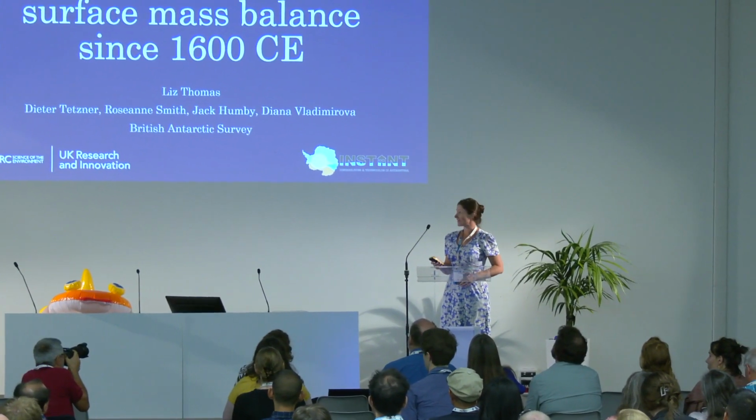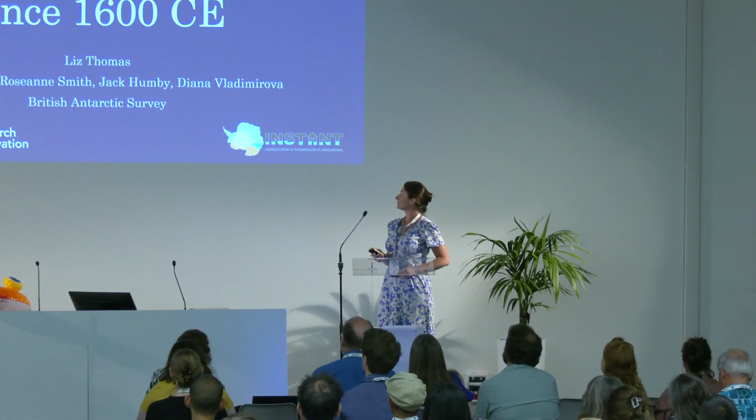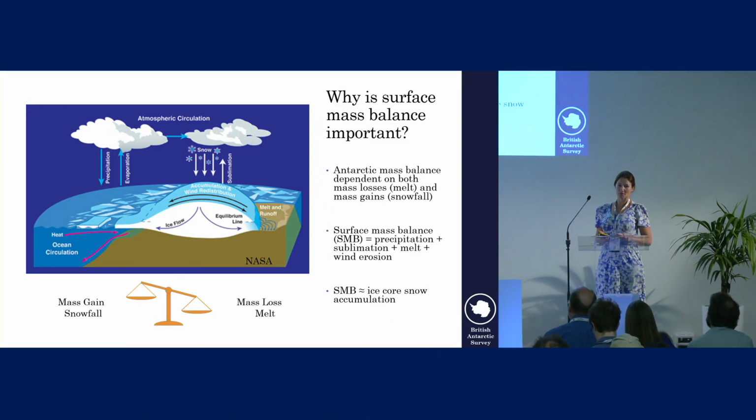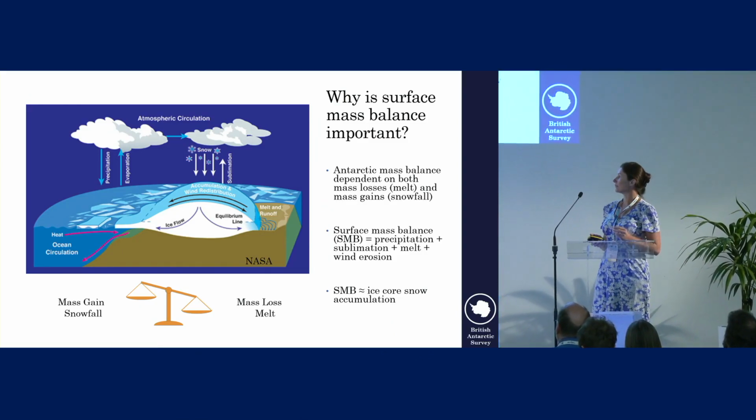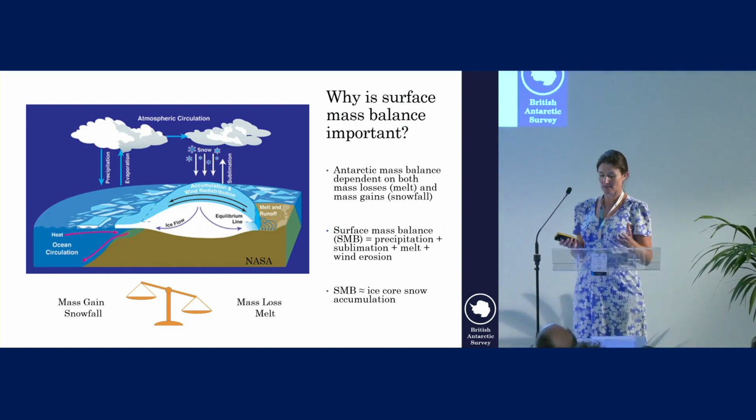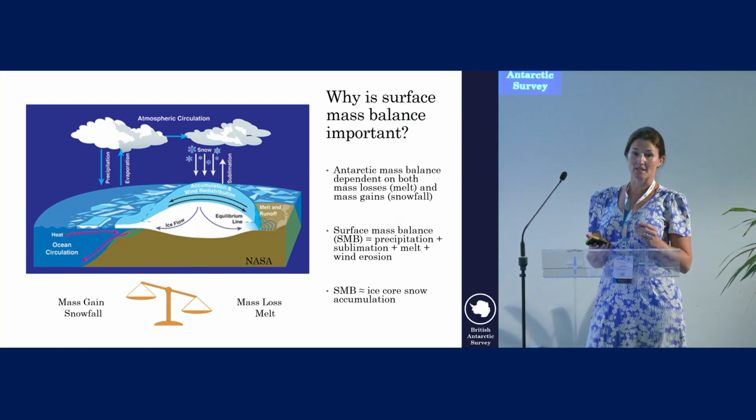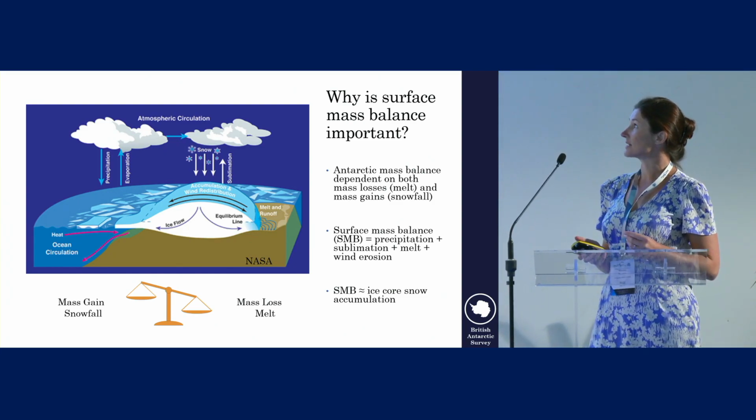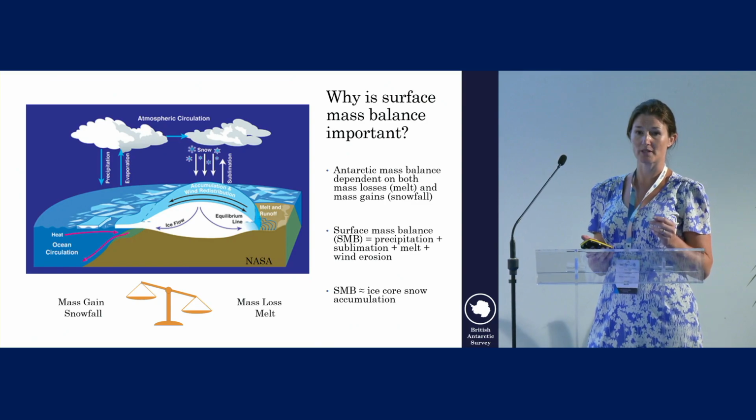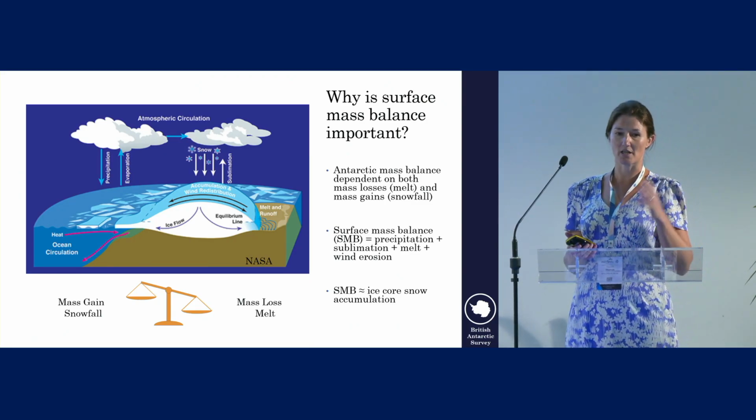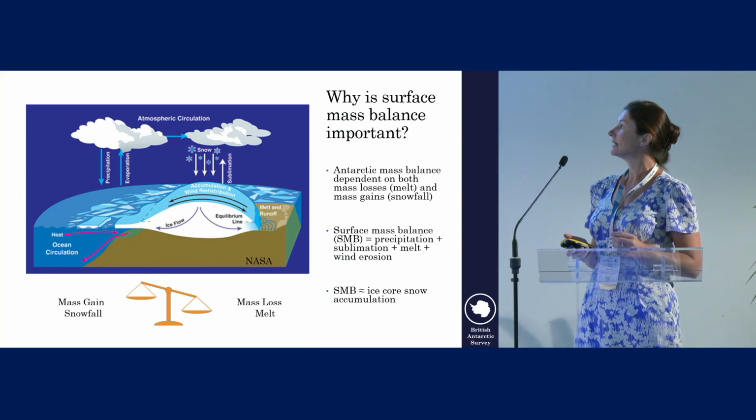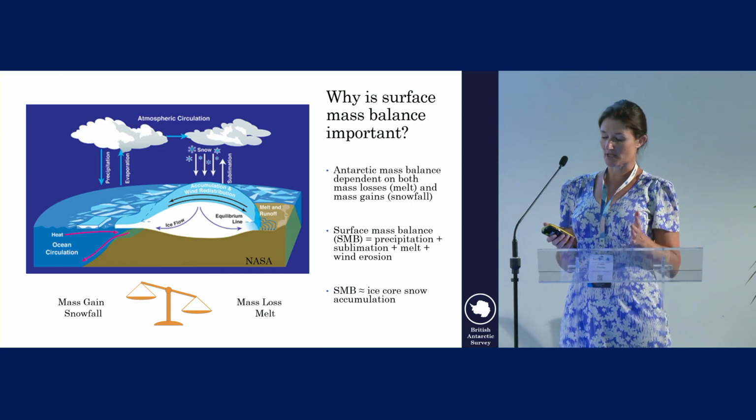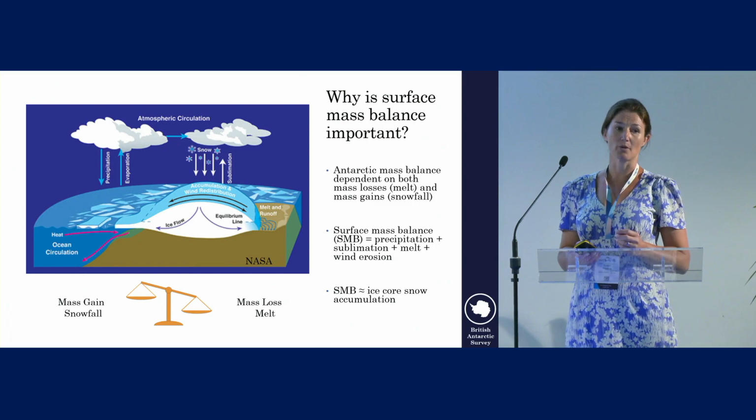So I'm going to talk about surface mass balance. Hopefully, for this audience, we don't need to explain the importance. But when we're talking about Antarctica, it's important that we understand not only the mass losses through melt and some of these dynamic processes, but also the surface mass balance, what's actually going into Antarctica, the mass gains. And the best way of understanding that in the past, over the longer time period, is looking at the snow accumulation from ice cores.